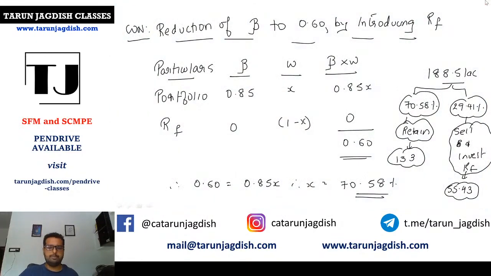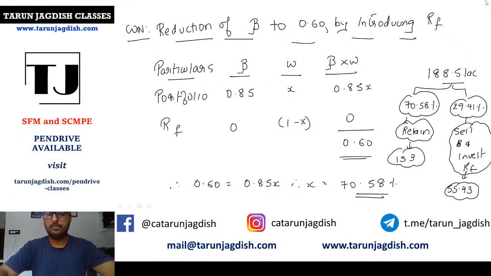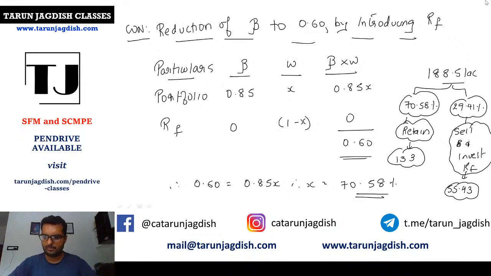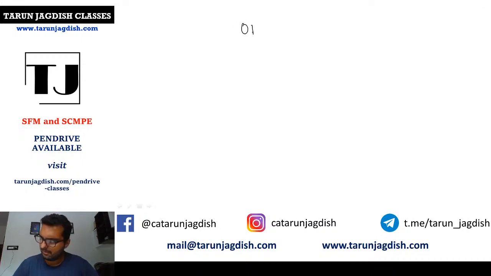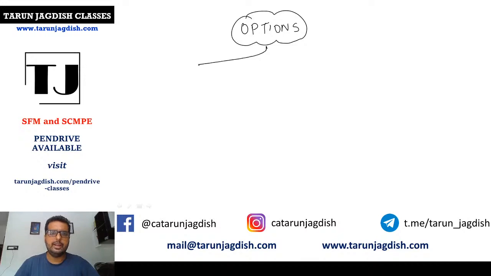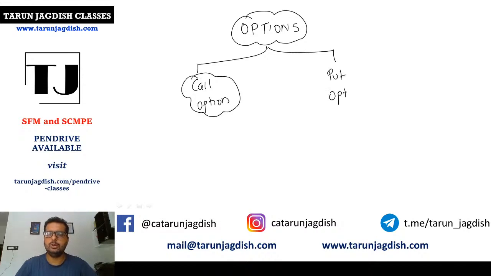Everyone write down the next chapter heading, options. Here there are mainly two options that we are going to learn. One is called as a call option and the other one is called as a put option. Can you draw this chart in your book? So I will explain to you this one by one.